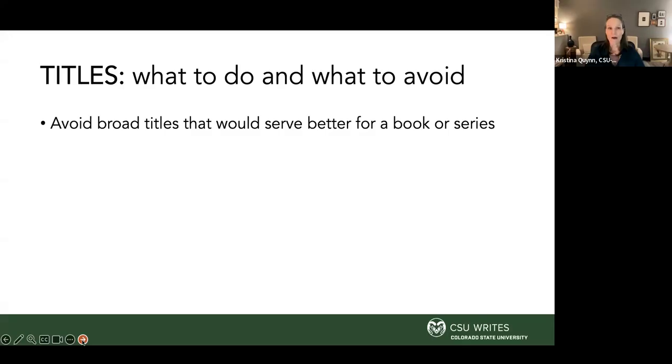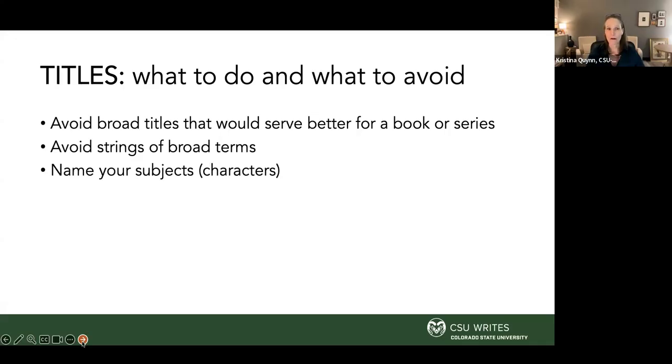Wendy Belcher reminds us that broad titles oftentimes serve well for books or maybe a series or maybe even a kind of a broader study, perhaps in a dissertation. But your individual chapters, like individual article titles, you want those to be specific to the contents within that chapter, within that argument, if you can. Same thing then stringing along broad terms, like capitalism, socialism, and whatever other ism, right? If you can string along terms, but it doesn't necessarily tell folks what it is that your study is really about. Naming your subjects as kind of characters.